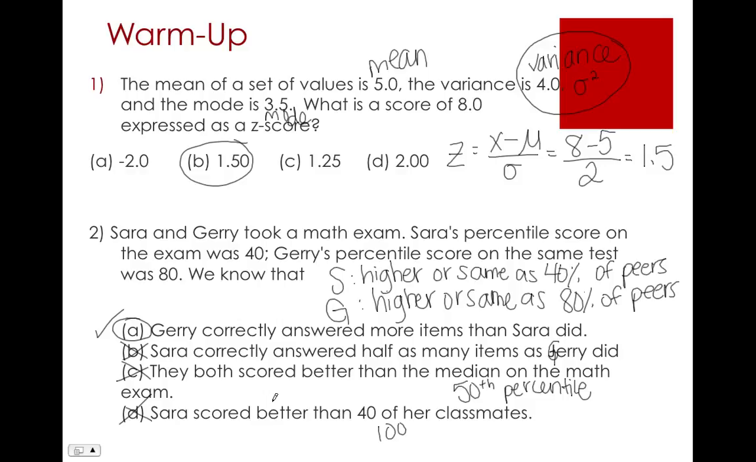So I would say A is definitely true. B could be true, but is not necessarily true. C cannot be true because the median is the 50th percentile. And D could be true, but only if she has 100 classmates. The only one we know for sure is true is A.